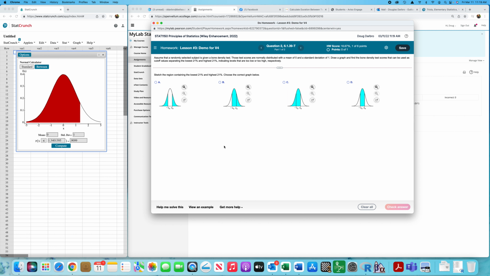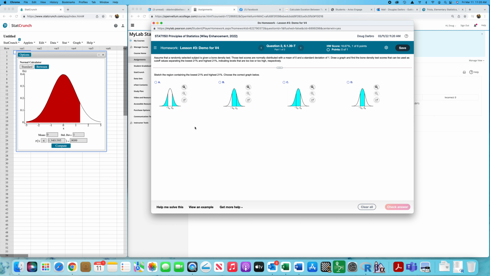Next question, assume that a randomly selected subject is given a bone density test. These test scores are normally distributed with mean 0, standard deviation 1. Draw a graph and find the bone density test scores that can be used as a cutoff to separate the lowest 21% and the upper 21%, indicating levels that are too low or too high, respectively.